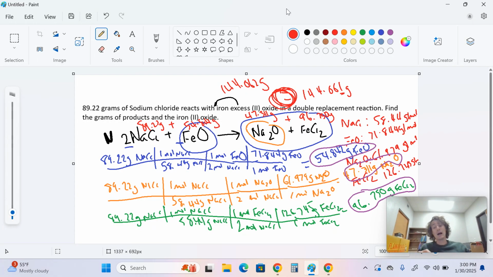Okay, so that's it. And you say those are my answers, right? So I have grams of this, grams of that, grams of that. I can check my work, and I say it looks good. We've proven the conservation of mass, which is important.